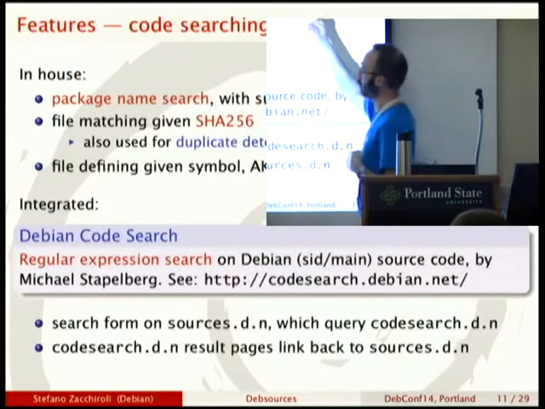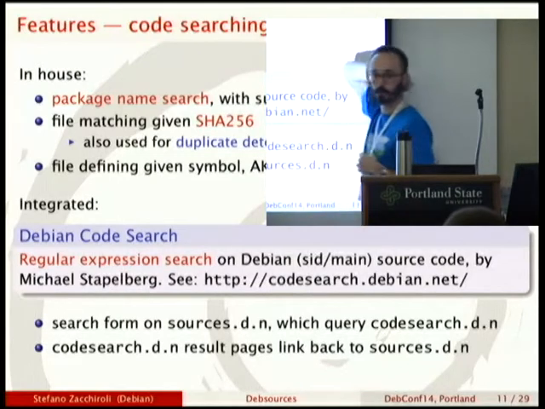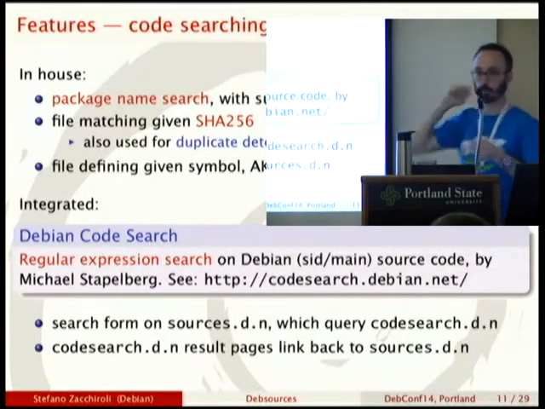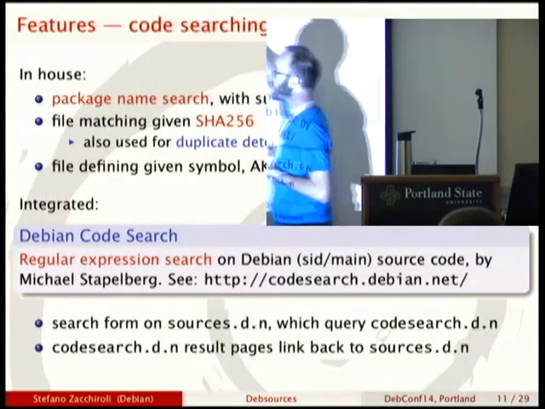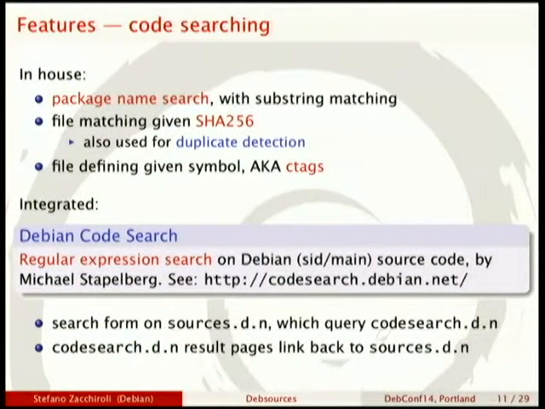What you can do other than that, we have various kinds of searches. You have package name searches with some substring matching, which is pretty cool if you don't remember the exact package name. We have all the SHA-256 of all the source code files we index. So if you know the checksum of some file and want to look it up, you can do that. And this is also used for duplicate detection. So whenever you are on a single file within Debsources, it will tell you the number of duplicates that exist for that file in the code base of Debsources itself.